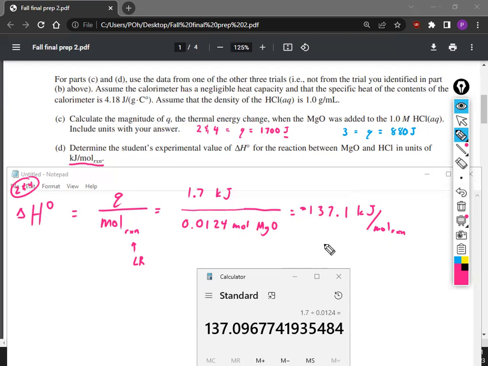Okay. All right, so there you go. That is going to be your moles of reaction.